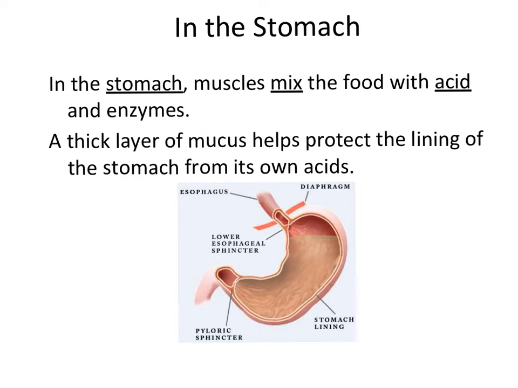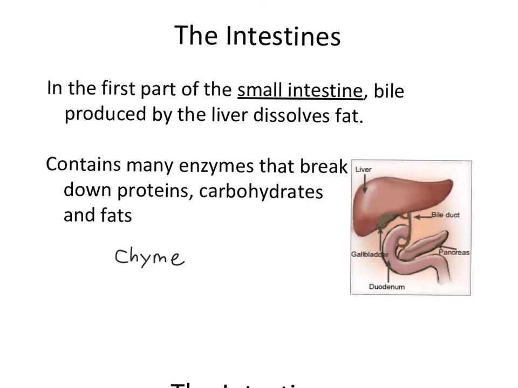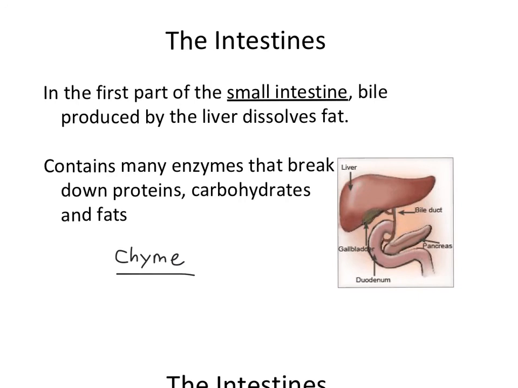its own acid. So before, we had the bolus moving through the digestive system. Now that it has passed through the stomach, it becomes the chyme. In the intestines, the chyme continues to be digested. So again, there are many enzymes that break down the proteins, carbohydrates, and lipids.